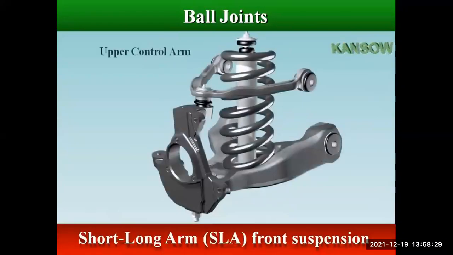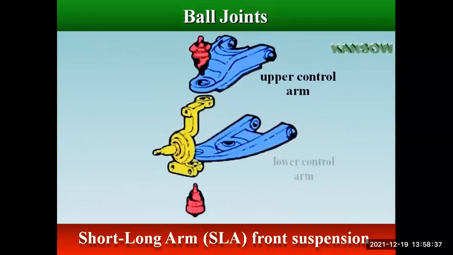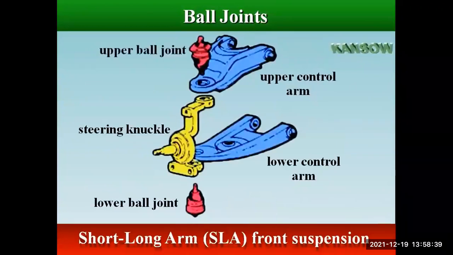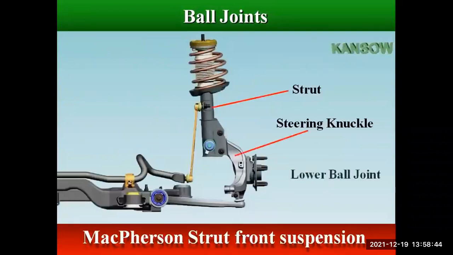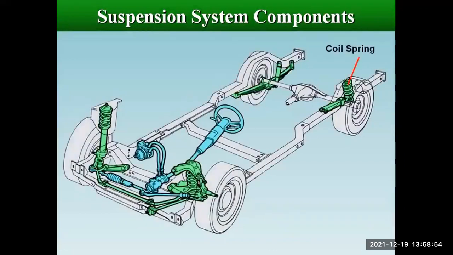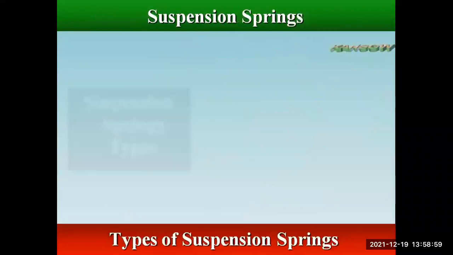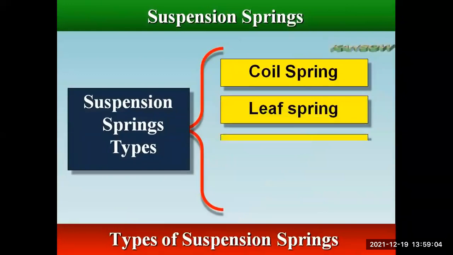Vehicles with short long arm front suspensions have 4 ball joints, 2 uppers and 2 lowers. While most strut-equipped vehicles have only 2 lower joints in the front suspension. The vehicle body is supported by the suspension springs, which are located between the body and wheel axles. There are 4 main types of springs in common use: coil spring, leaf spring, torsion bar, and rubber spring.